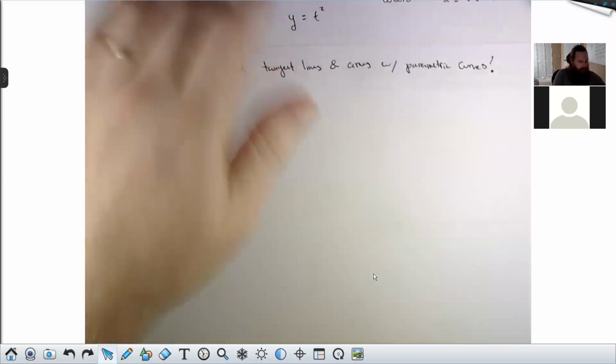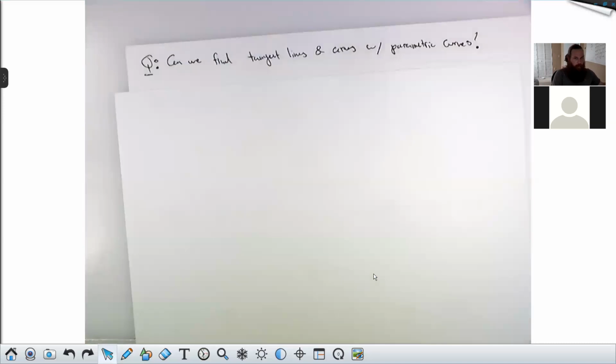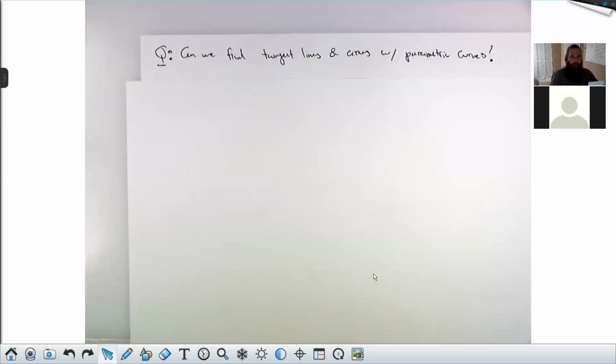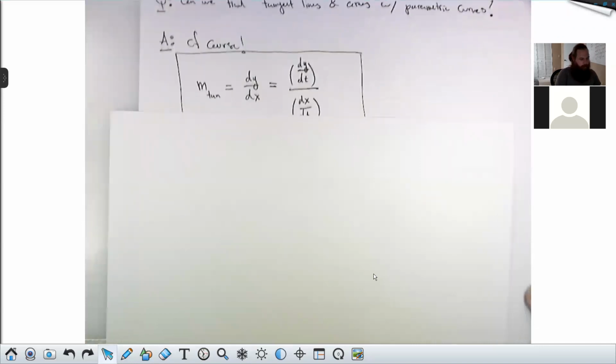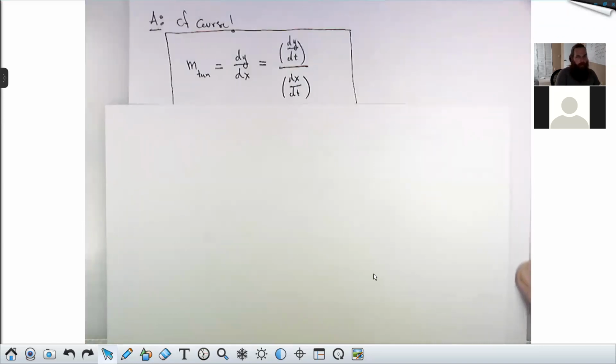We want to answer the question, can we find tangent lines and areas with parametric curves? The answer to that question is, of course, yes. I wouldn't ask it if it wasn't. And the main formula you need for any tangent work is that dy dx is dy dt over dx dt. Remember, dy dx is the slope of a tangent line. That's the thing from Calc 1 that everybody remembers. And we just need a way to get that in this parametric setting.